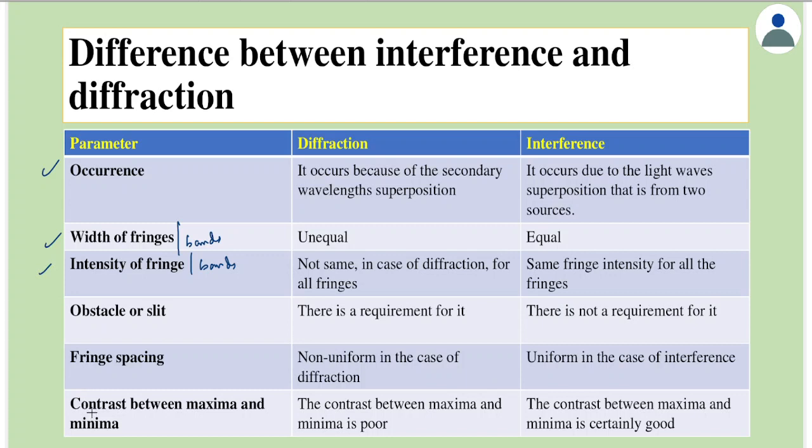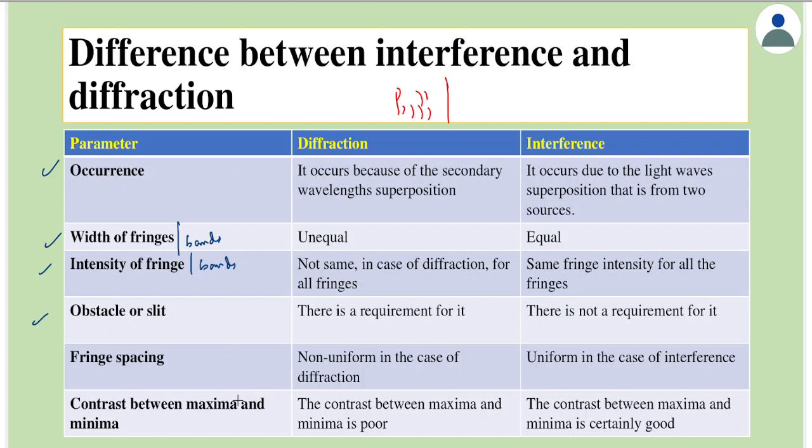The next difference is based on obstacle or slit. In case of diffraction, we need an obstacle. That is, there is a requirement for an obstacle. That is because by the very definition of diffraction, we saw that diffraction basically means the bending of light rays around obstacles. So if you have an obstacle like this, light rays would bend around the obstacle and enter into the geometrical shadow region. The obstacle is a must for diffraction, while in case of interference, there is no need for an obstacle. Rather, what we need is two or more waves.